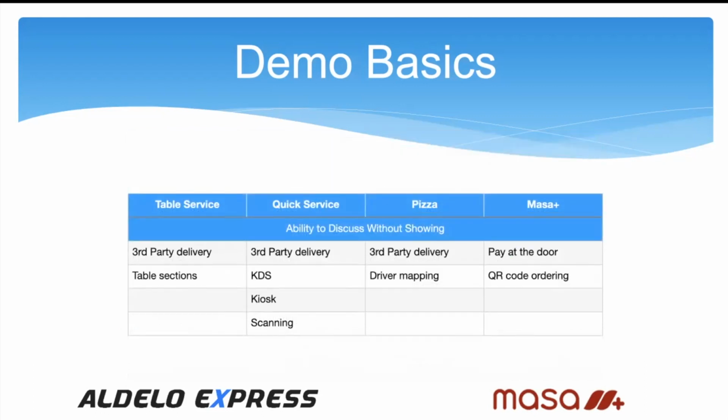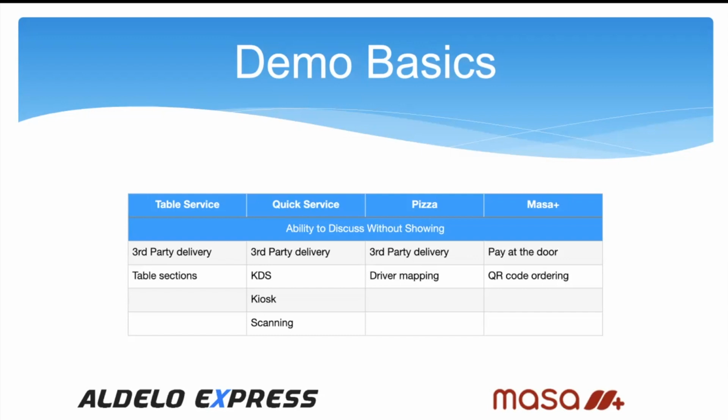Now, for ability to discuss without showing: that first slide was, I need you to be comfortable showing it. This one, you need to have the comfort level that you can at least discuss it, not expecting you to show it, such as the third-party delivery. You need to be able to discuss how to interface with Grubhub or Uber Eats and those things. You need to understand how to shift table sections, so you don't have to show it, but you need to discuss it. KDS is important in quick service, not so much in table service, but in quick service it is important, and you need to be able to discuss how that is going to work.